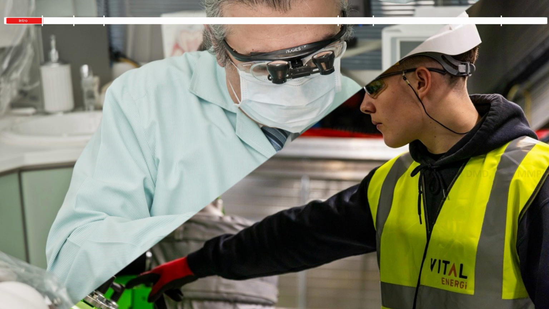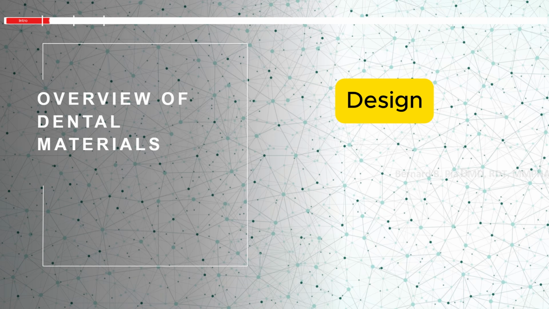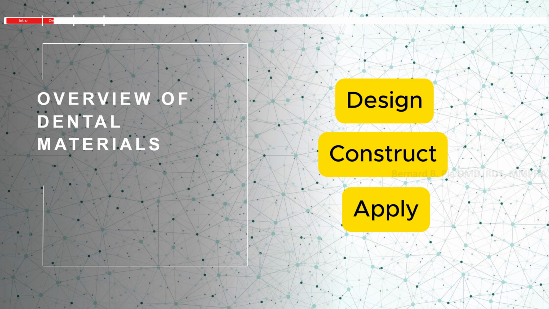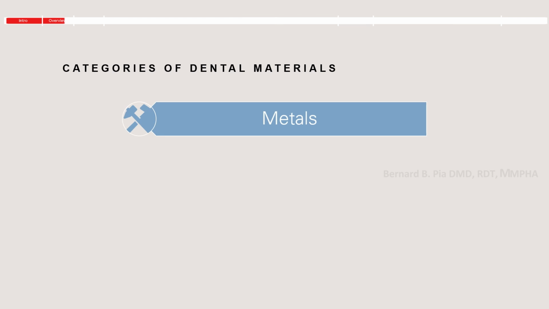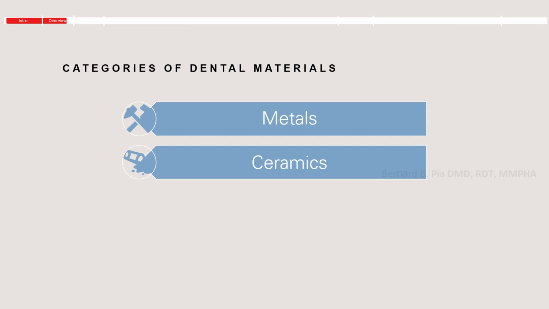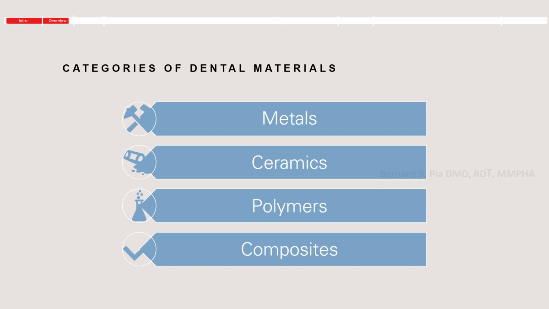Overview of dental materials. Dentists and engineers have similar long-range objectives in their professions, that is, to design, construct, apply, and evaluate devices or structures of materials that can be subjected to a wide range of environmental conditions. Dental materials may be fabricated using any of the four classes of materials: metals, ceramics, polymers, or composites.